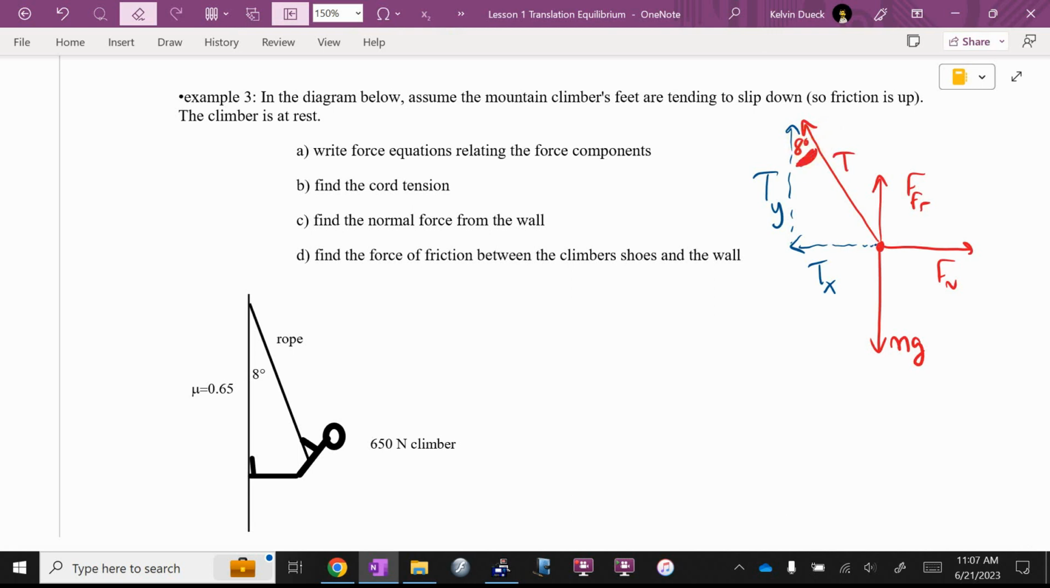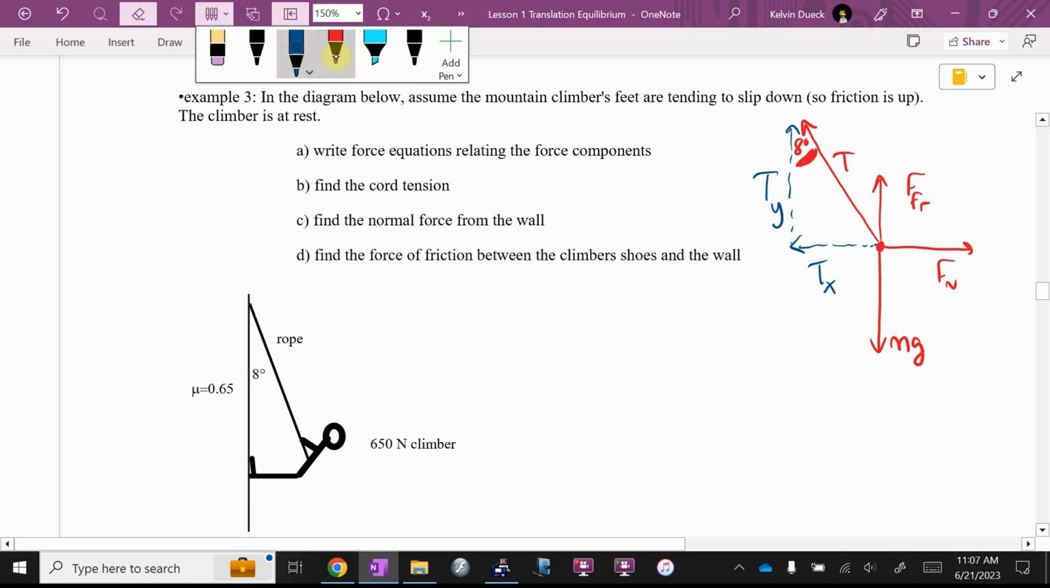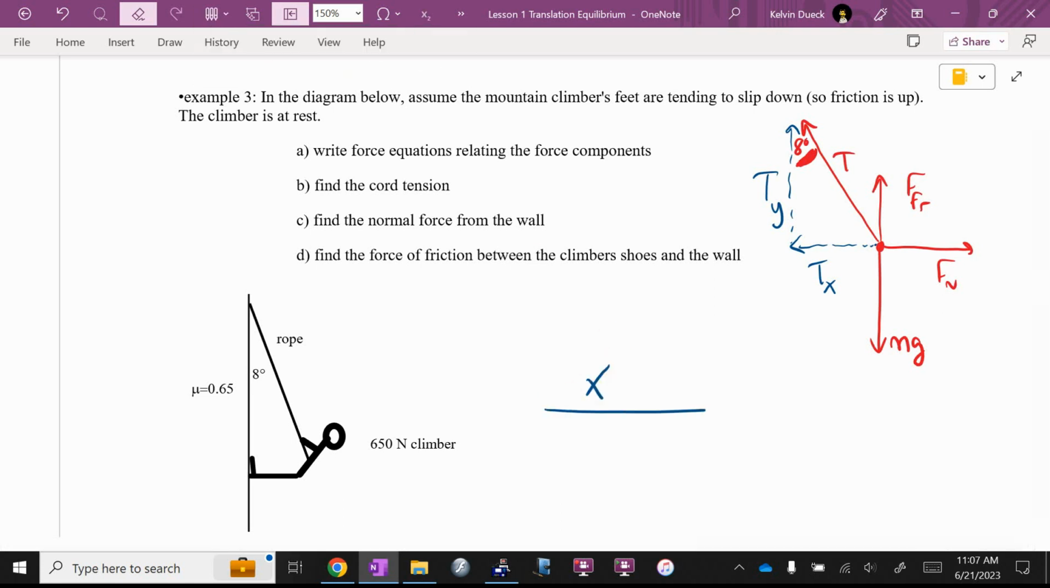Okay, let's keep going. What does A want me to do? We haven't even started yet. I'm going to actually do kind of a T table in that I'm going to have a horizontal section and a vertical section. Horizontally, can anybody see the equation? I'll give you a hint. It's going to be something equals something. Brandon, what do you think?